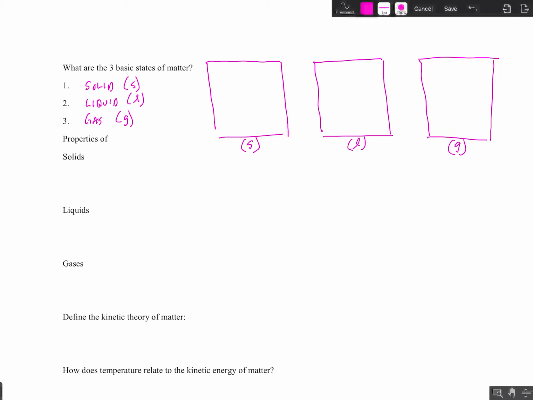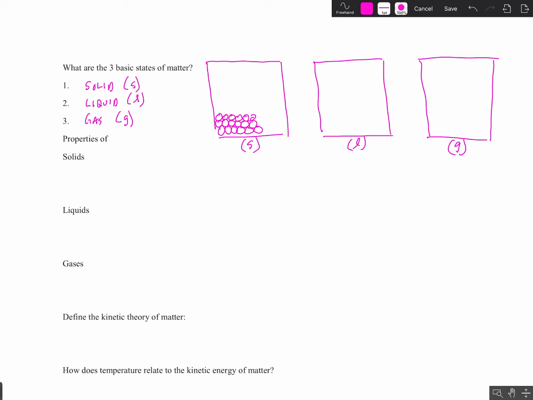Now, if I could see some solid particles at the atomic or molecular level, I would see something really pretty cool, I think. They are very organized. They form what's called a crystalline lattice inside my container. They're very, very tightly packed with each other. They have a definite shape, and they certainly do not occupy the entire volume of their container.